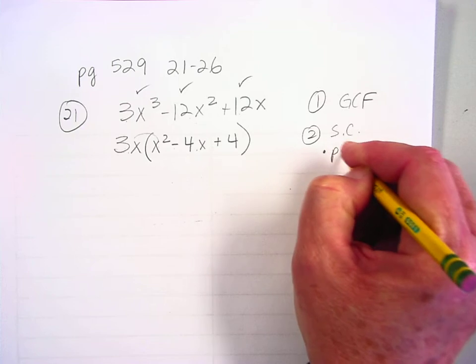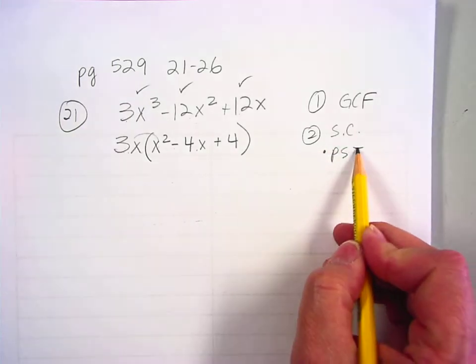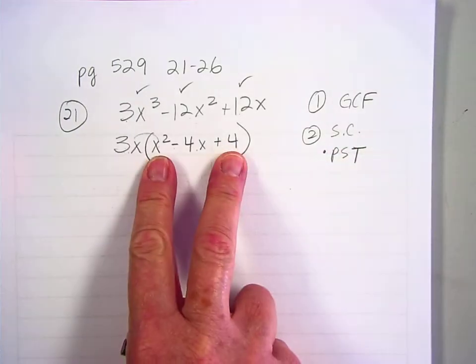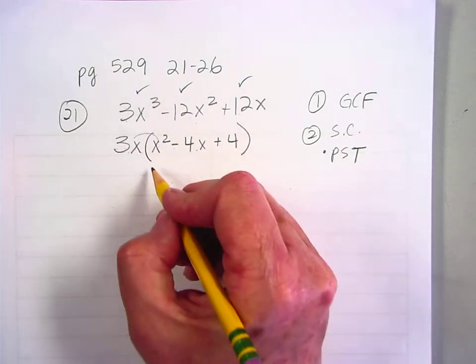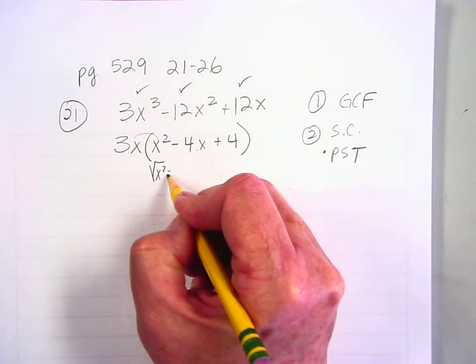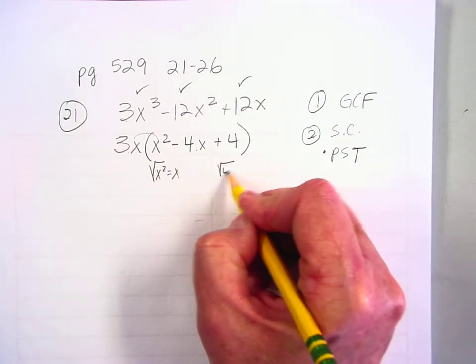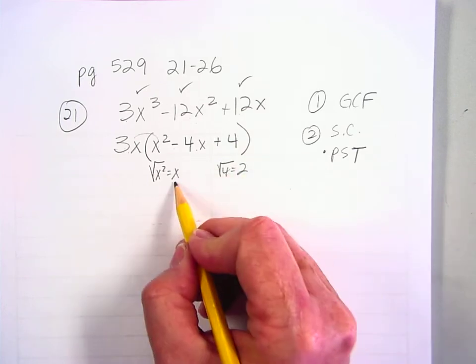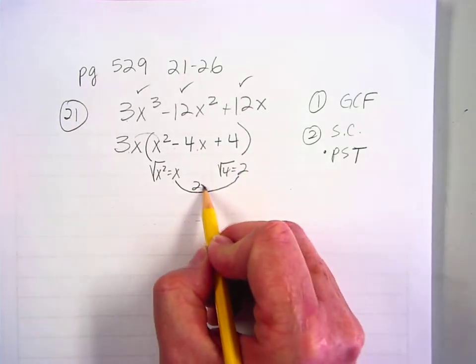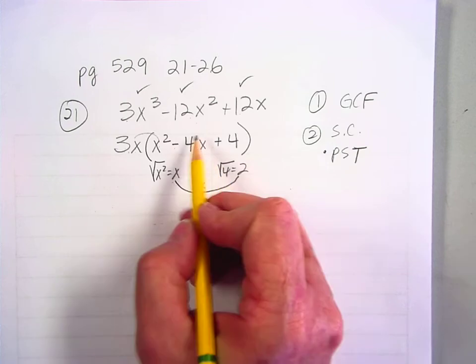Is this a PST? Well, it is a trinomial. These are both squared terms. The square root of x squared is x. The square root of 4 is 2. X times 2 is 2x. Double it, I get 4x.